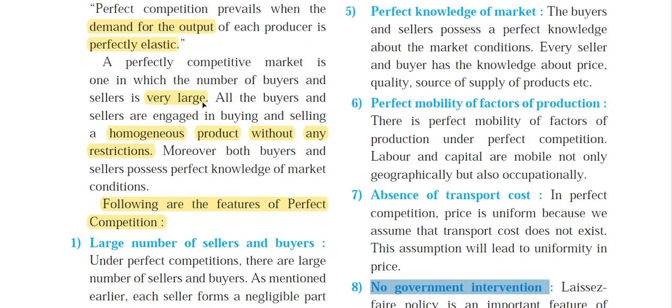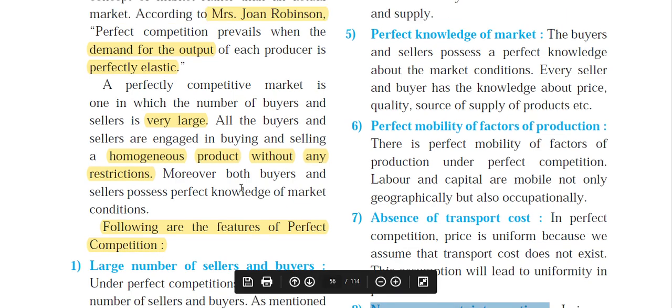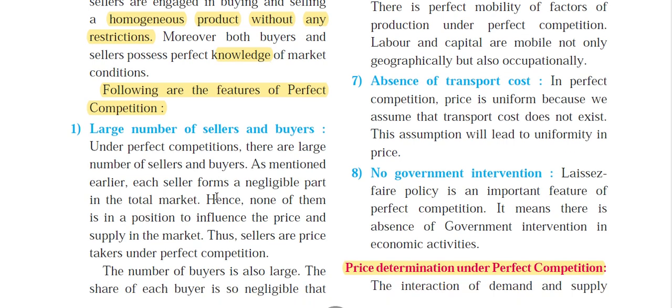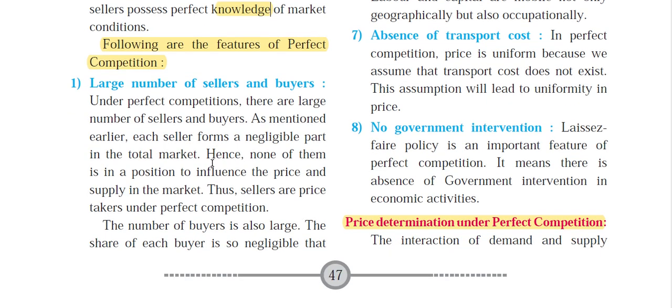That is, a very large number of buyers and sellers, and a homogeneous product, this is your head point 1. Without any restrictions, so obviously no government intervention is there. And knowledge, perfect knowledge of the market. So starting with the points that we have read, a large number of buyers and sellers. In this there is nothing as such to explain. In perfect competition, you can use the word many, like there are many buyers and sellers in the market.